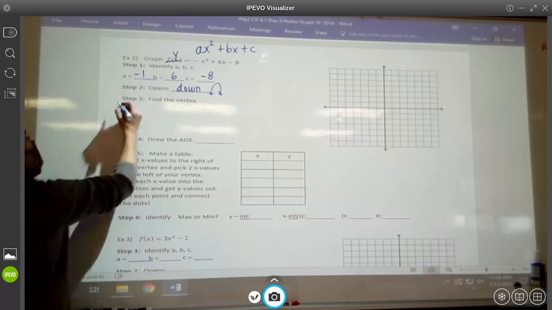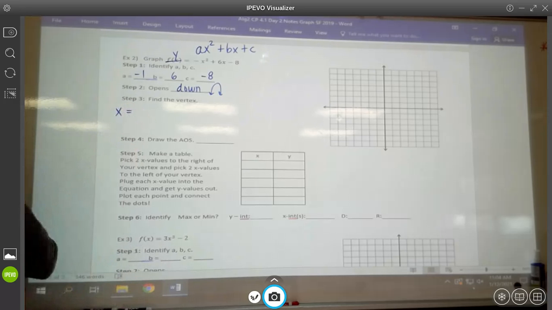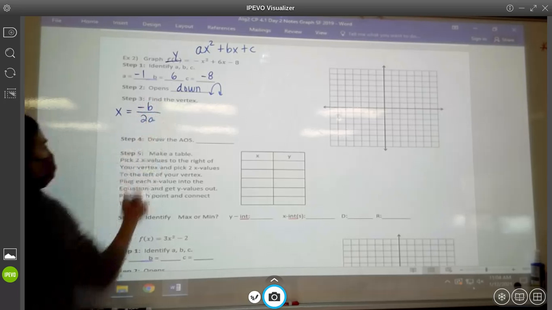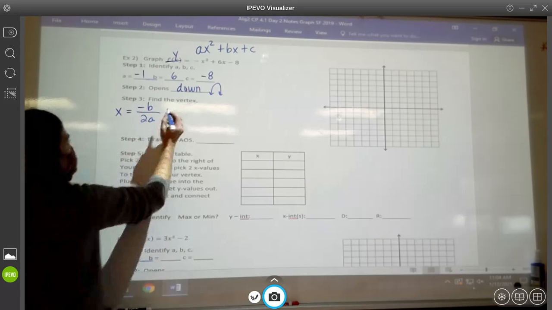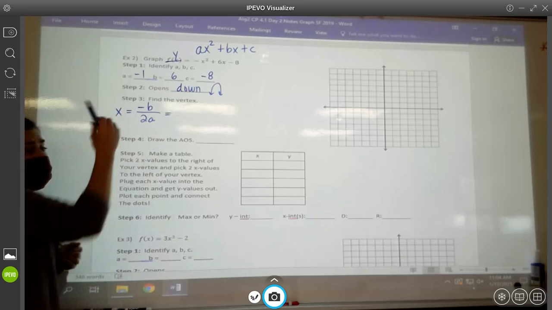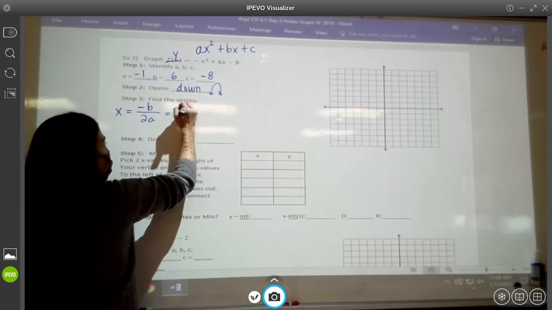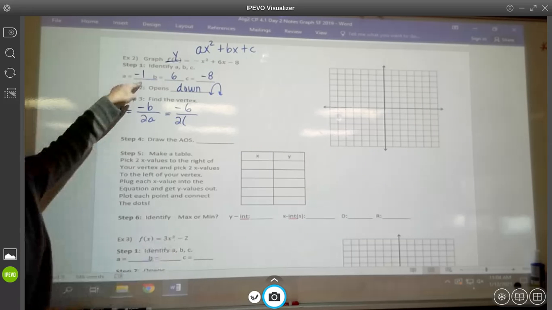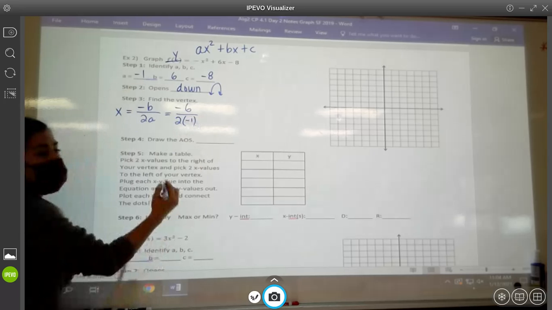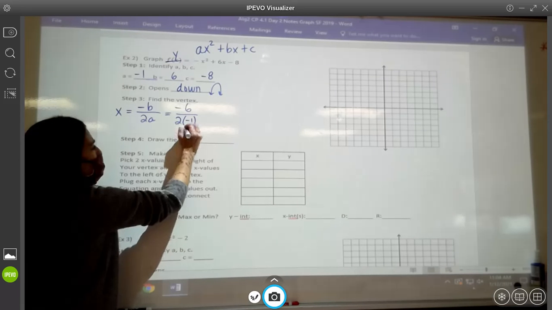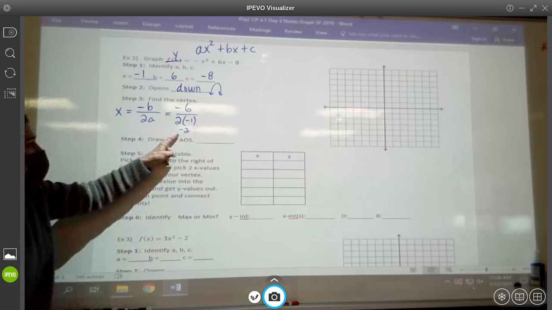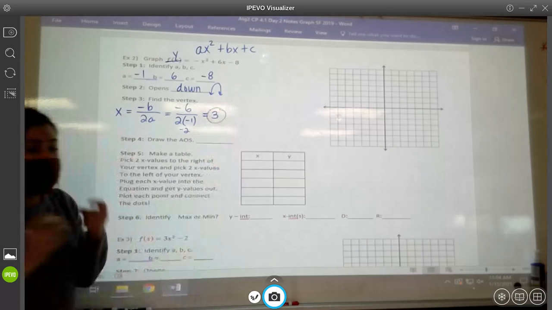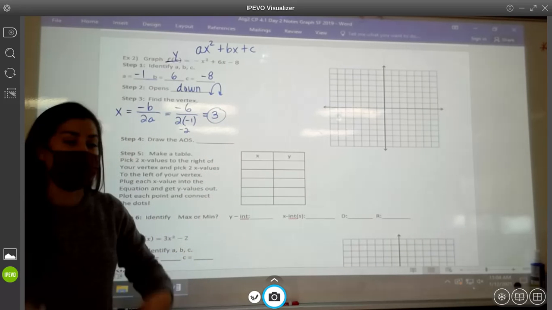Let's get that vertex. The x coordinate of our vertex, we'll use the formula. X equals the opposite of b divided by 2 times a. So what's the opposite of b? If we said b is 6, the opposite of that is negative 6, divided by 2 times a, which is negative 1. Well, guys, 2 times negative 1 is negative 2. Negative 6 divided by negative 2 is positive 3. So now we know positive 3 is the x-coordinate of our vertex.